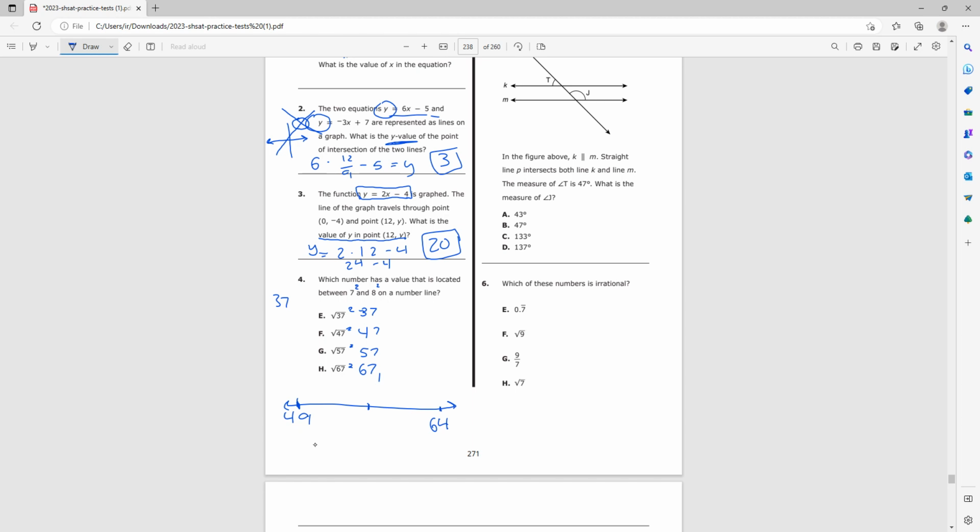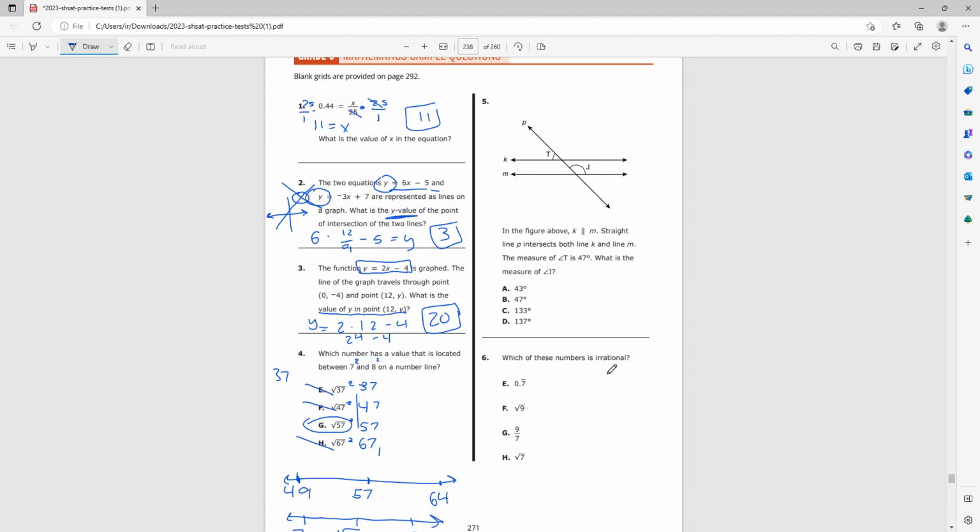So now we're looking for a number that fits between 49 and 64. So which are these numbers? It can't be 37, can't be 49, can't be 67, that's too big, so it has to be G, 57. Right, so 57 fits between here. Now look at what we can do. We can now square root this entire thing and get a new number line. Boom, and that's exactly the same thing. That's how I would solve this problem. That's how you get G, the right answer.